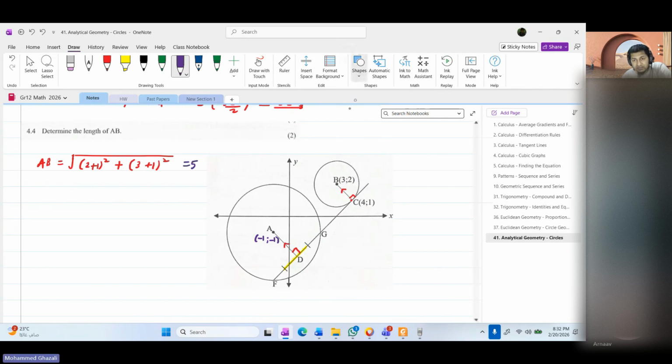So the distance from there to there is 5. That's 9 plus 16. The square root of 25 is 5, AB. That's an easy question.